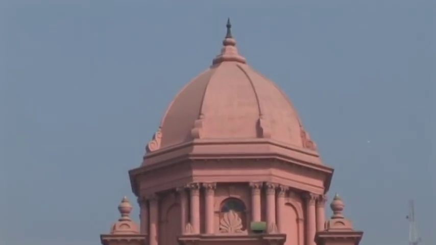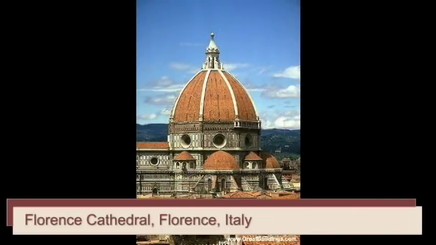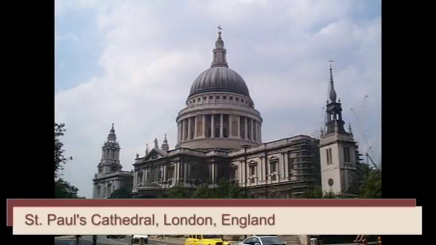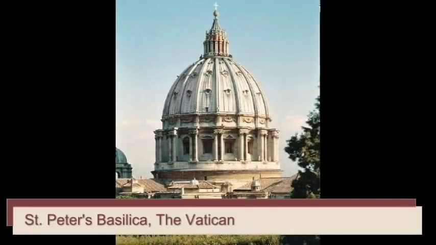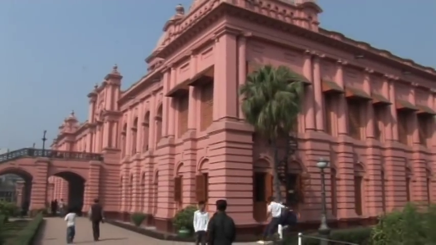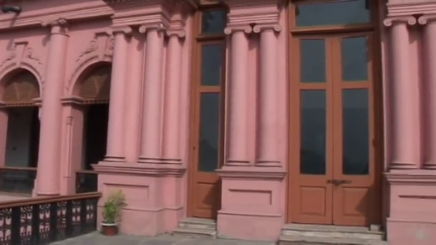Its octagonal dome supported on columns is very similar in concept with famous domes like the ones on Florence Cathedral, Paris Pantheon, St. Paul's Cathedral in London, or even St. Peter's Basilica in the Vatican. A large number of cathedrals, churches, palaces, mansions can be found in Europe with structure very similar to Ahsan Manzil.